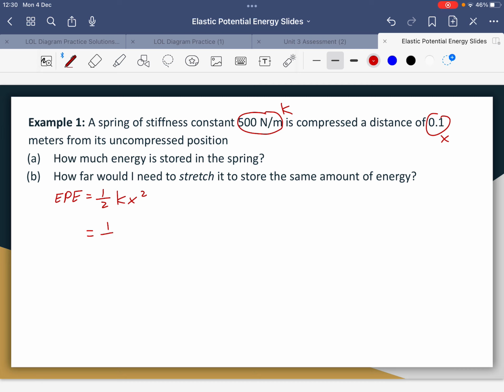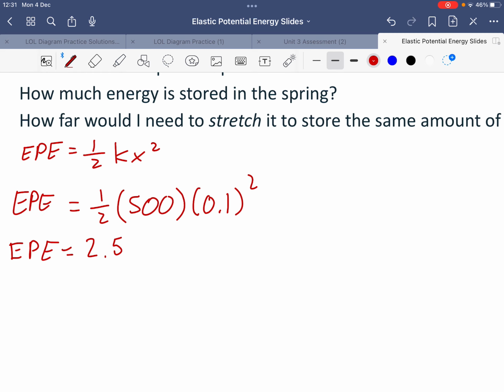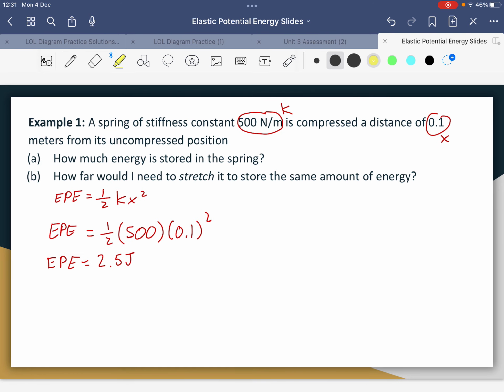So the K is 500 and the X is 0.1. And then we're just plugging it in. This is EPE. So 0.1 squared should give me 0.01. I'm literally just typing this into my calculator right now. This is giving me an EPE of 2.5. I don't like that 5 very much. 2.5 joules. Done. Okay, so this is part A.